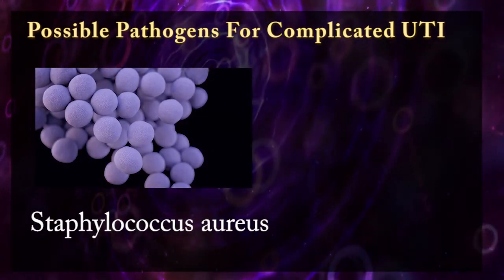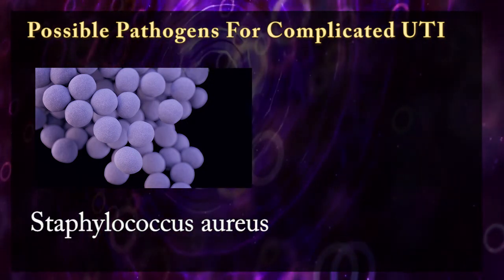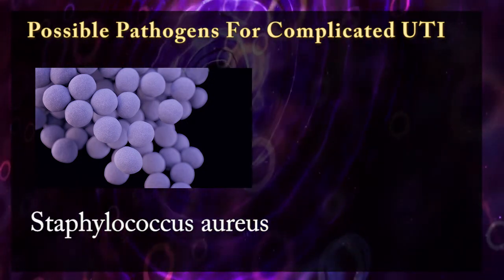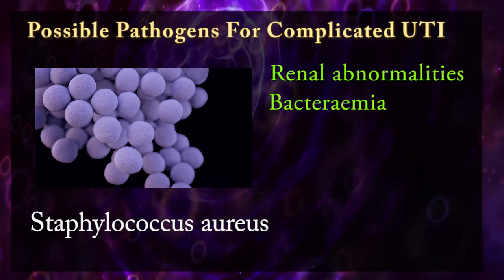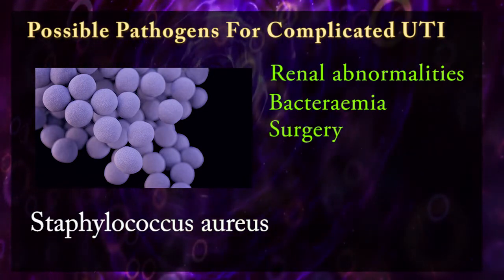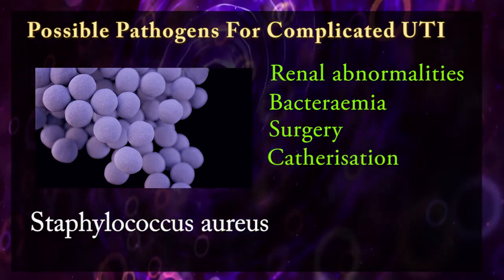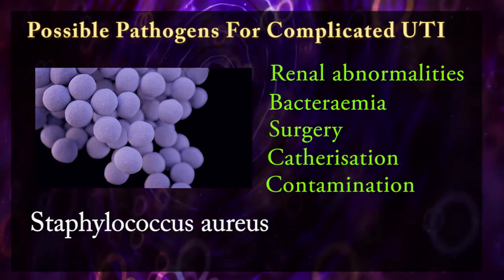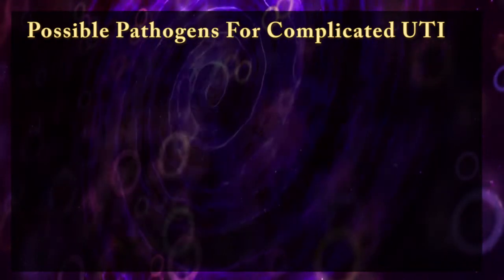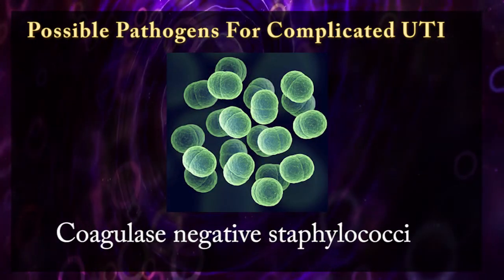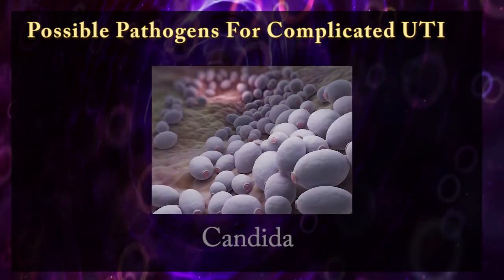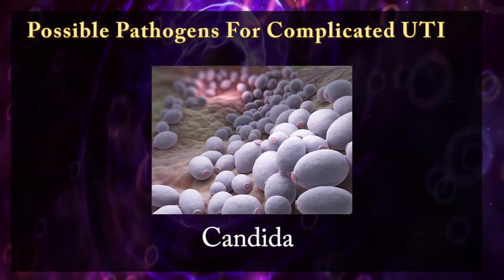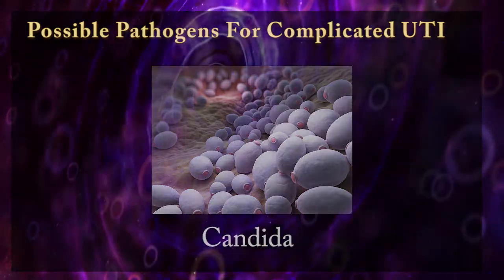Staphylococcus aureus rarely causes UTI but is associated with renal abnormalities or as a secondary infection due to bacteremia, surgery or catheterization. It can also be seen as contamination. Coagulase negative staphylococci may cause complicated infections. Not only that, but also Candida species can cause complicated urinary tract infections.